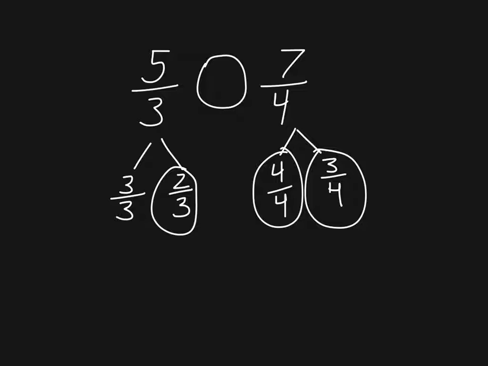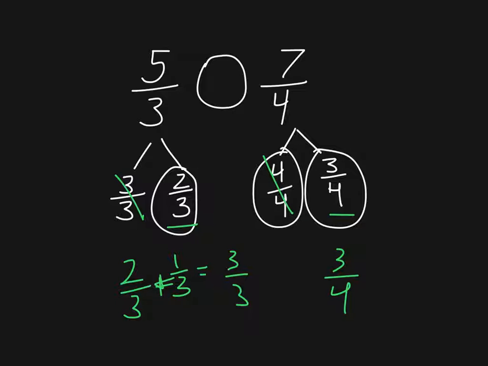So now when I'm comparing, I don't have to look at the 1/2. I know that these parts are equal to each other. The parts that I'm comparing are 2/3 to 3/4. And I know that 2/3 is 1/3 away from being 1/2. That would equal 3/3. My 3/4 is only 1/4 away from being 1/2.